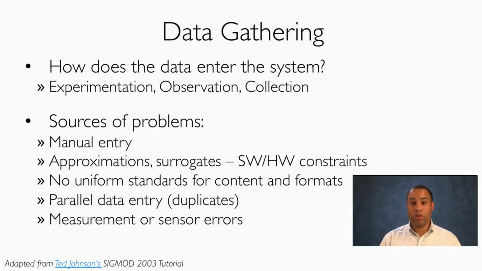We begin with data gathering. How does the data actually enter the system? And this is part of the experimentation or observation or collection process. It can be a source of problems, including issues around manual entry of information versus automated data entry. It can be due to approximations or surrogates, maybe constraints in the software or constraints in the hardware. It can be due to a lack of uniform standards for content and formats. It can be due to parallel data entry. This causes duplicates, or it can be due to measurement or sensor errors.